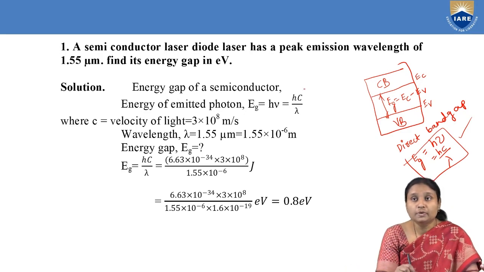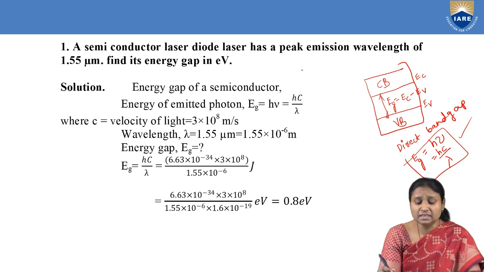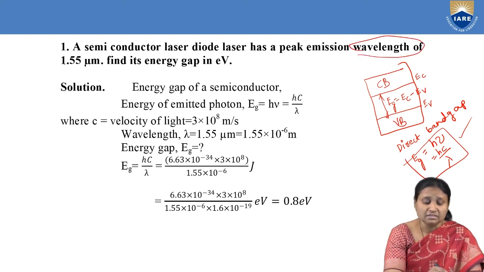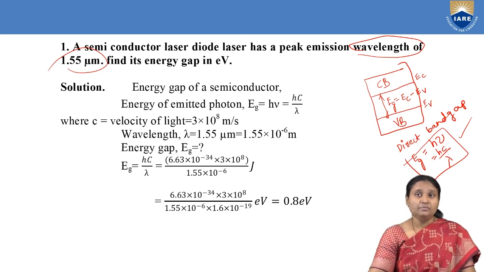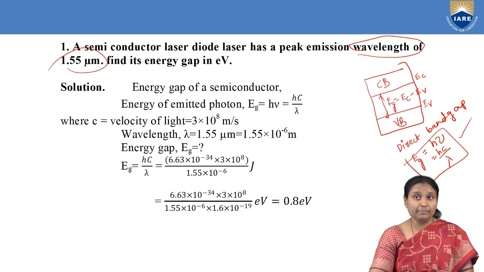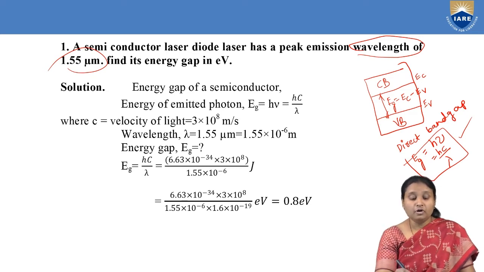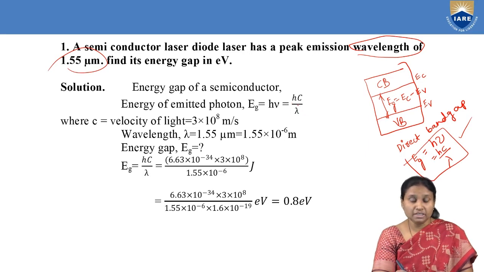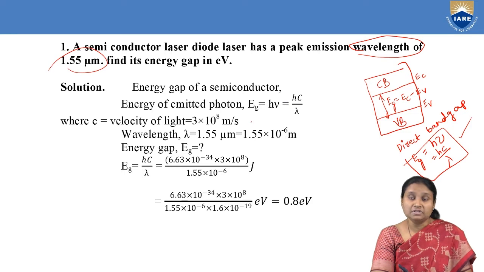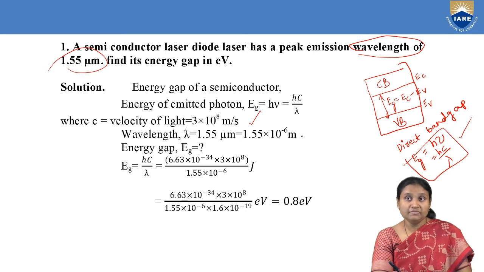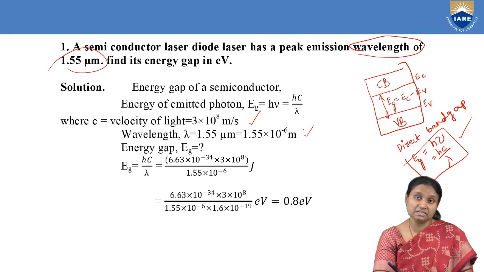Coming to our first problem, what is the data given? We are given the wavelength of laser emitted from a semiconductor diode, which is 1.55 micrometer, and we are asked to find the energy gap in electron volts. We know the formula for energy gap in the case of a semiconductor diode laser: Eg is equal to h nu, which is equal to hc by lambda, where h is Planck's constant and c is the velocity of light, which is 3 into 10 to the power of 8 meters per second. And what is the value of lambda? Lambda is 1.55 micrometer. Micro means 10 to the power of minus 6 meters.